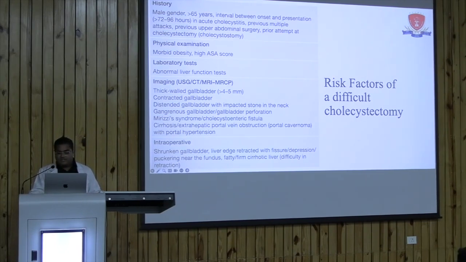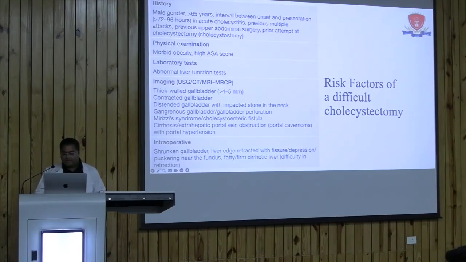Factors related to imaging, if the patient has thick gallbladder that is larger than 4 to 5 mm, contracted gallbladder, distended gallbladder with impacted stones in the neck, gangrenous gallbladder or gallbladder perforation, Mirizzi's syndrome, cholecystoenteric fistula, cirrhosis or extrahepatic portal vein obstruction, that is portal cavernoma with portal hypertension. Intraoperative factors, like if the patient has a shrunken gallbladder, liver is retracted with fissure or depression occurring near the fundus, or fatty or firm cirrhotic liver as it causes difficulty in retraction.